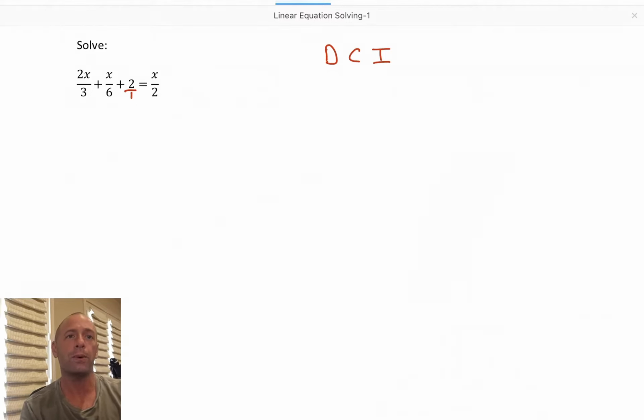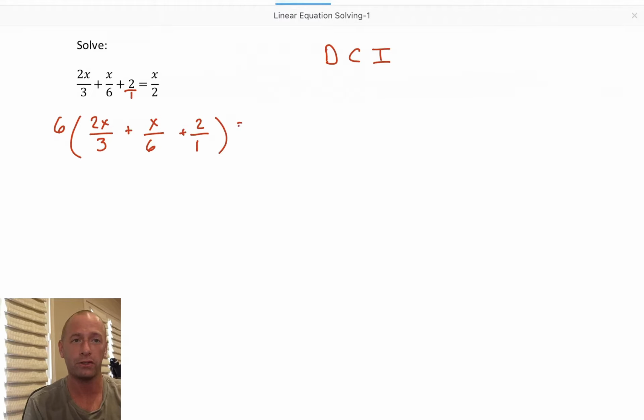You notice how I put that 2 over 1, because what I'm looking for is a common denominator: 3, 6, 1, and 2. That common denominator is 6. And what you see me doing here is multiplying both sides of my equation by 6. This is the multiplicative property of equality and is a completely legal maneuver when you're trying to solve these types of equations. So now that I've multiplied by 6, I'm going to distribute.